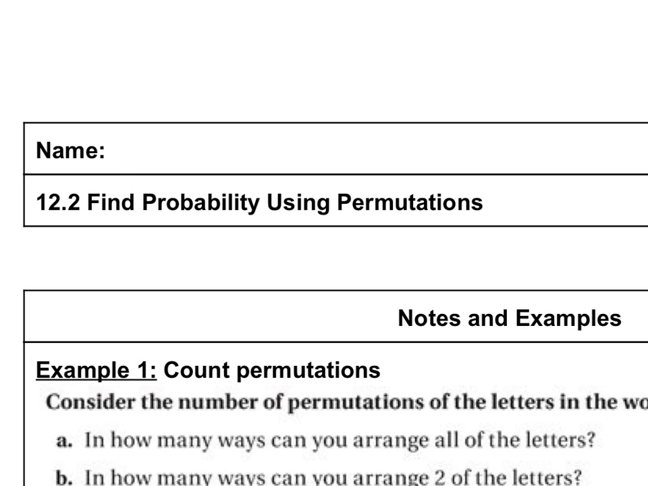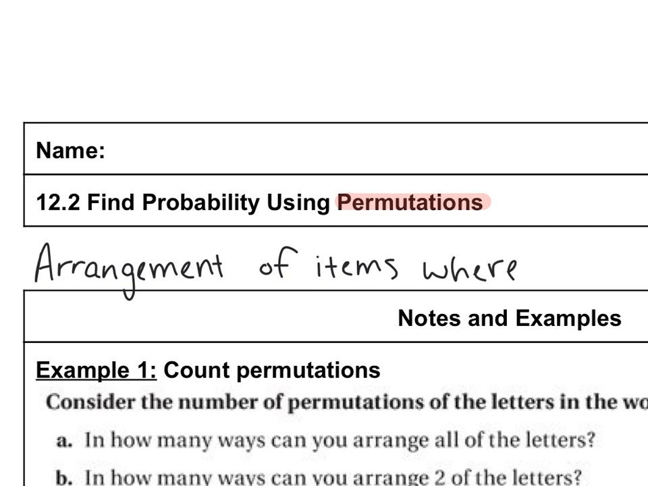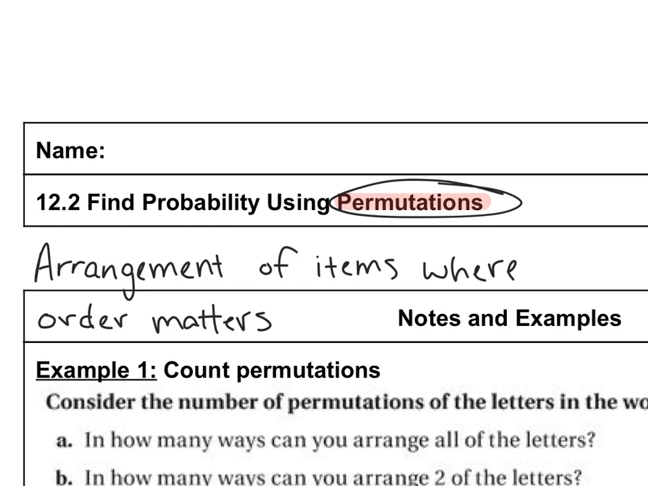Today's use of probability will be talking about a special kind of probability known as permutations. A permutation is simply an arrangement of items, and in this case where order matters. In the next lesson, we're going to talk about combinations where the order doesn't matter, but in permutations, the order does matter. All right, so we will be using some different things to solve for permutations.